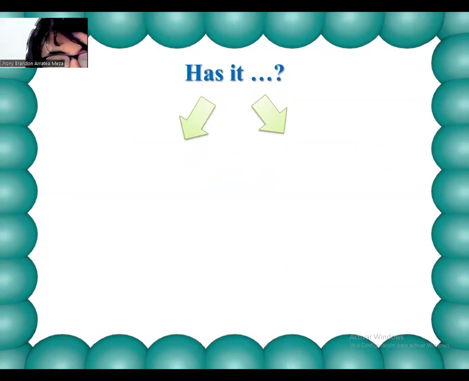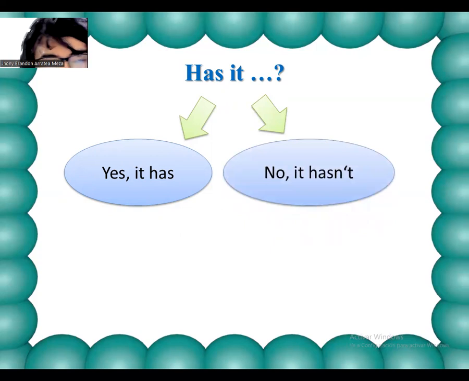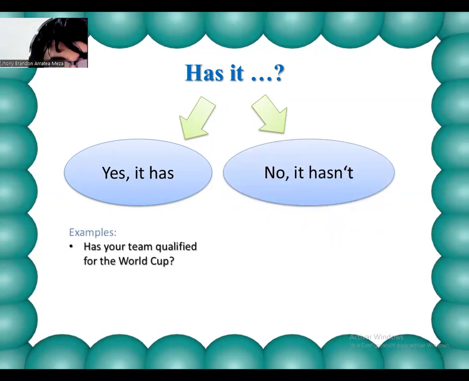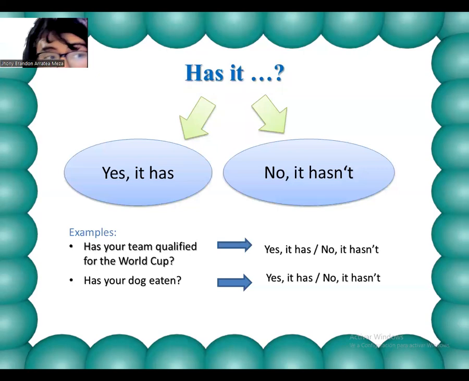And finally, when we have the subject pronoun it, the possible answers. In positive, yes, it has. And in negative, no, it hasn't. And let's see some examples. Has your team qualified for the World Cup? What about the answers? Yes, it has. No, it hasn't. And what about this example? Has your dog eaten? Yes, it has. No, it hasn't. Well, that was all for the yes, no questions in the present perfect.